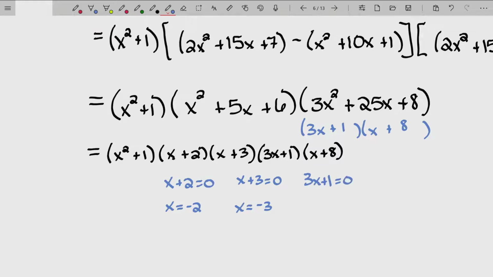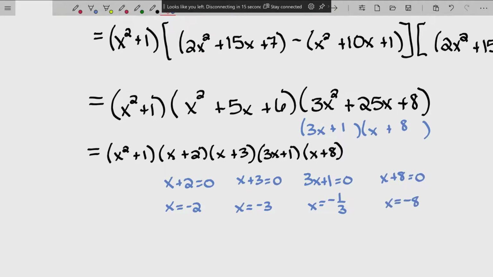3x plus 1 is 0. See, notice why I do it this way, because of that 3x plus 1. That is 0 when x is equal to a negative 1/3. And finally, x plus 8 is 0 when x is equal to a negative 8. Now, if you don't know why I'm not bothering with this very first one, let me see if I can close that out. It's in my way.